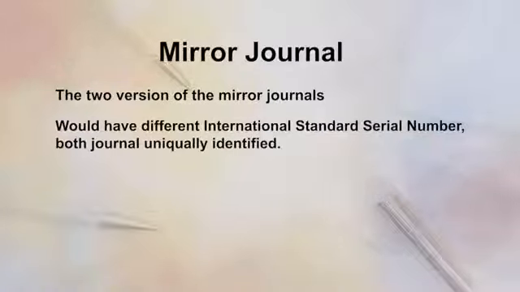For the two mirror journals, maybe the title would have a little extension, and the two journals would have different ISSNs, of course the International Standard Serial Number, so both of them would be uniquely identified. But the other processes, the journal editorial process, the peer review process, and all that would remain the same, and the authors now would have an option whether to publish in the paid version of the same journal or the open access version of the same journal.